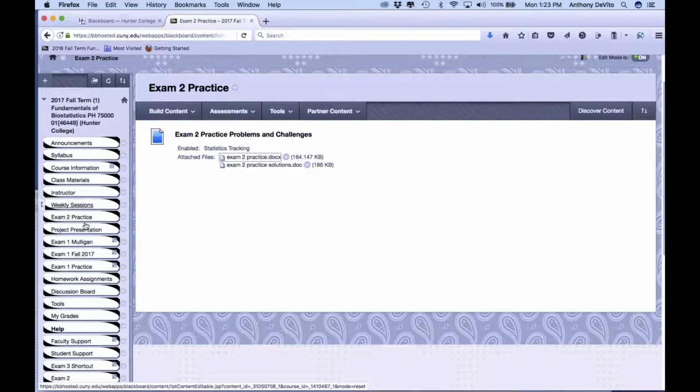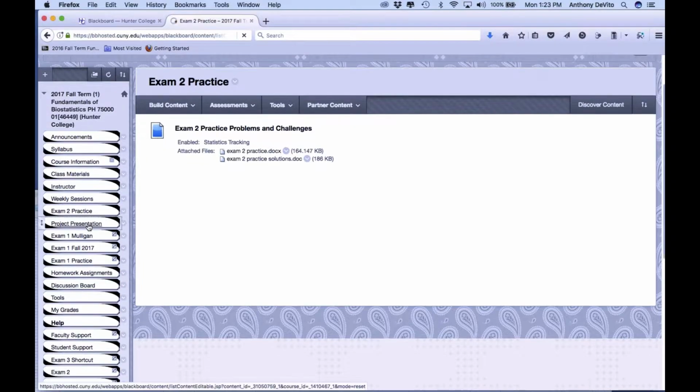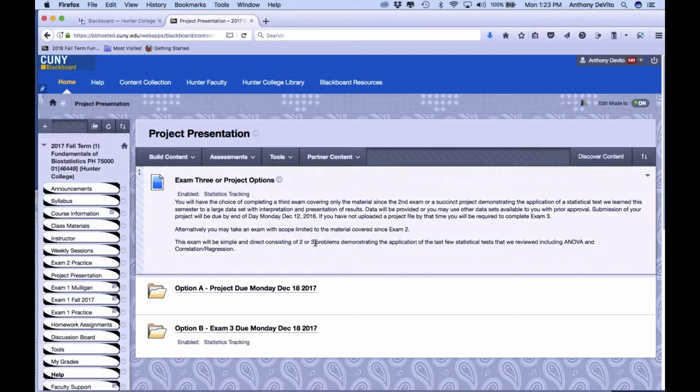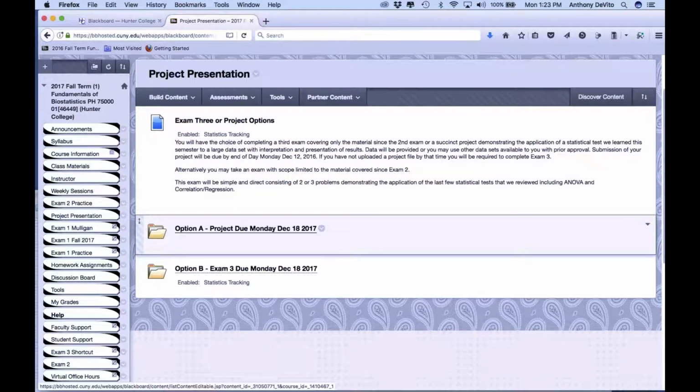So at any rate, let's talk about the project. I put some instructions here on the project, and basically the project consists of a presentation that's called a poster. Now, I could put up some pictures of actual poster sessions at the American Public Health Association, other organizations like that.